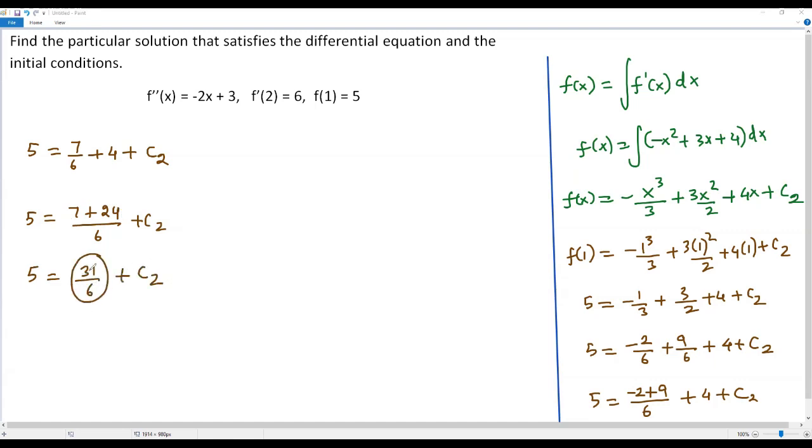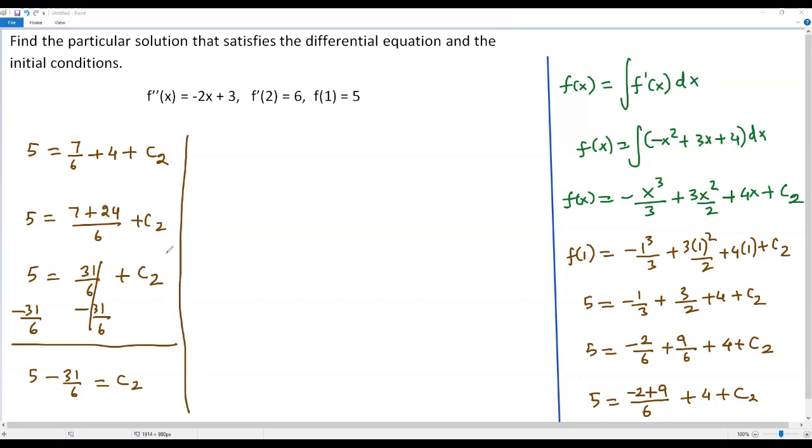Okay, now to solve for C2, I have to get rid of this 31 over 6. For that, I have to subtract 31 over 6 from both sides. Let me do it. When I do so, this positive value and negative value will cancel. I'm getting 5 minus 31 over 6 equals C2. Okay, now to do subtraction between an integer and a fraction, I have to multiply the integer by the denominator of the fraction. Once I'm done with this multiplication, I can take this 6 as a common denominator. Okay, let me continue over here. When I multiply this integer 5 by this denominator 6, I'm getting 30, negative 31. Now I can take the 6 as a common denominator. Okay, so the simplification of this one is negative 1 over 6. So the value of the constant of integration is negative 1 over 6.